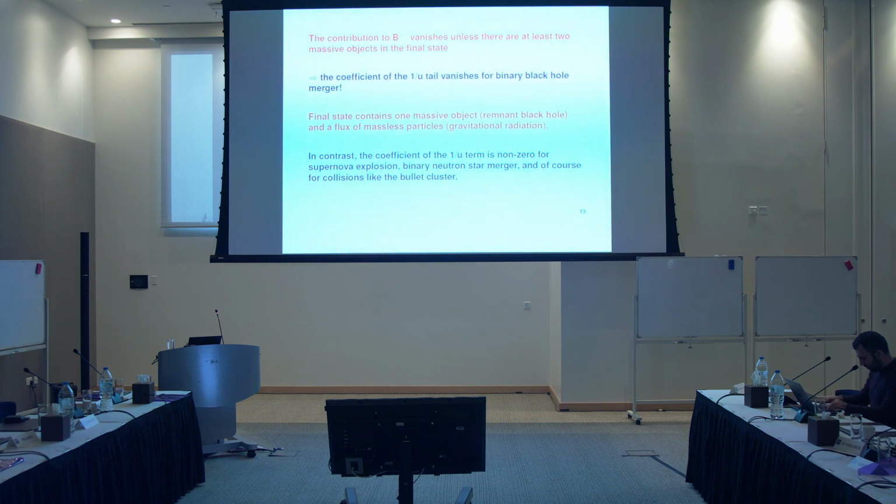And the reason that this is significant is because this implies that the coefficient of the 1 over u tail vanishes for binary black hole merger. Because here the final state contains only one massive object, that is the remnant black hole. So, binary black hole merger means that you have two black holes which merge, produces a single black hole and gravitational radiation. So, the final state has only one massive object, that is the remnant black hole, everything else is massless. In this case, this vanishes.